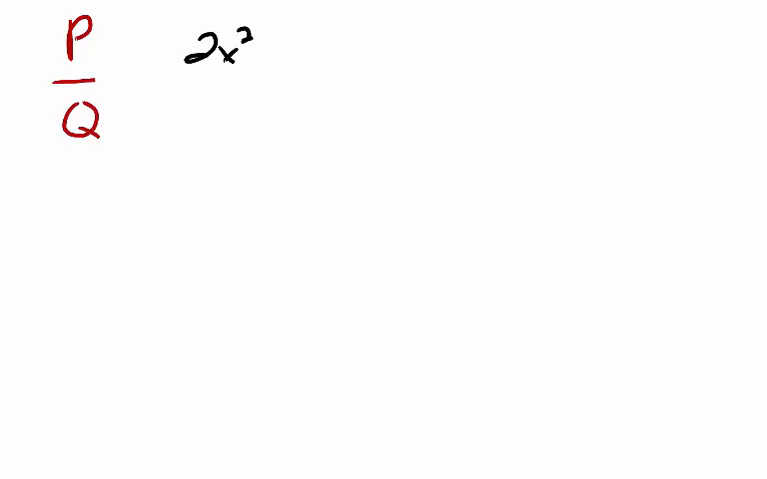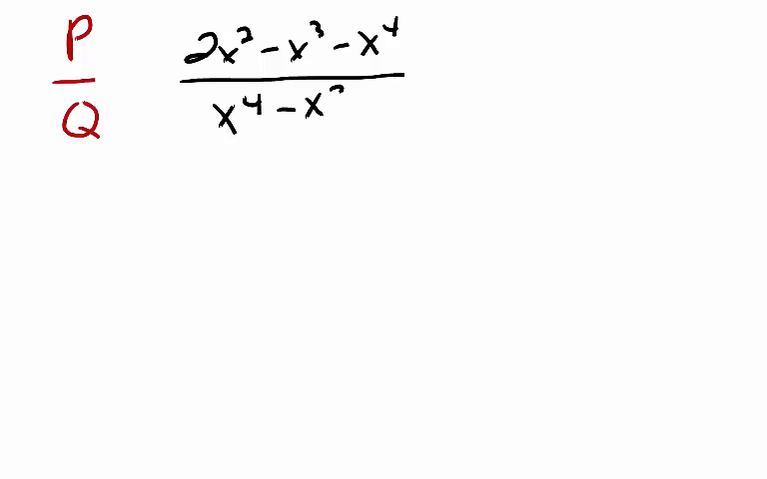2x squared minus x cubed minus x to the fourth divided by x to the fourth minus x cubed. To simplify this, we're going to need to factor p and q, our numerator and denominator, as completely as possible. Let's start by factoring p. First, I notice that I have a greatest common factor of x squared that I can bring out in front. That leaves me with 2 minus x squared in parentheses.